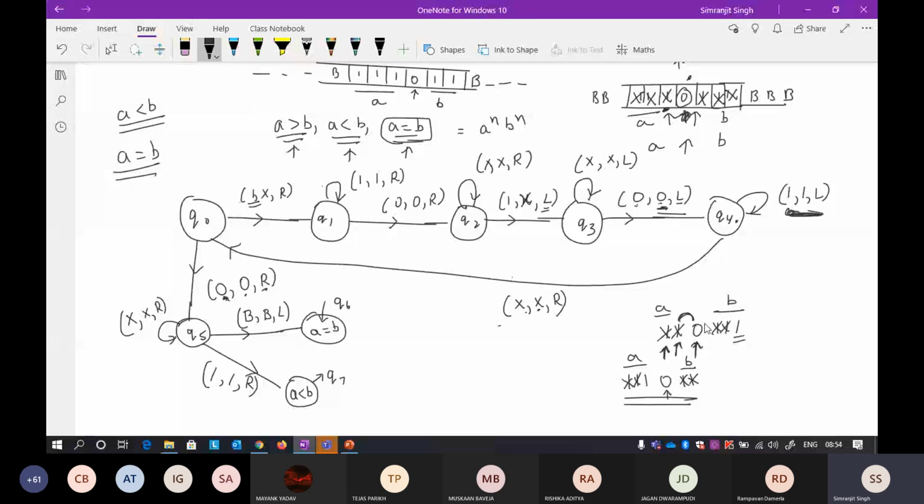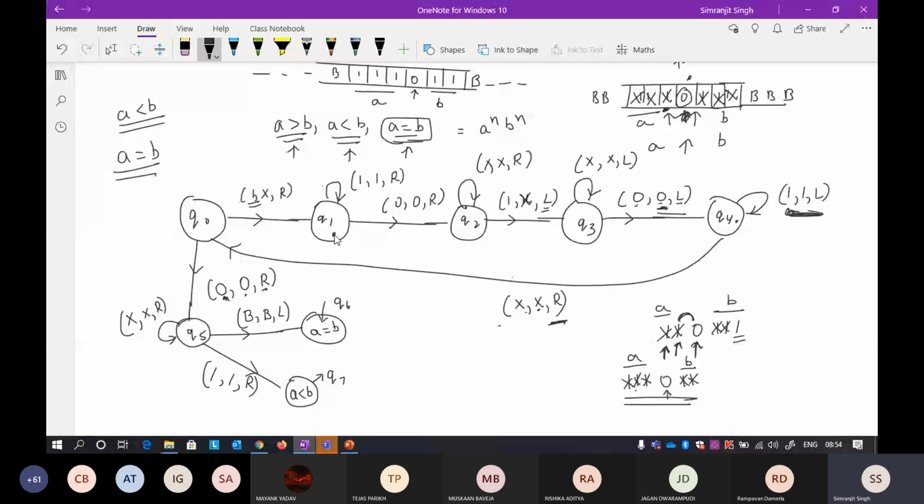Now again, when you're moving left, you will find a 1, keep the 1 as it is, keep moving left. Now you will find an X, this is your X. Now keep the X as it is and take one step towards the right. Okay, so you will take this as X. Now what will happen? Now this is very important.